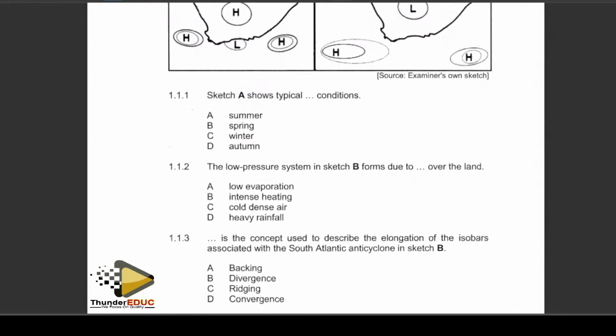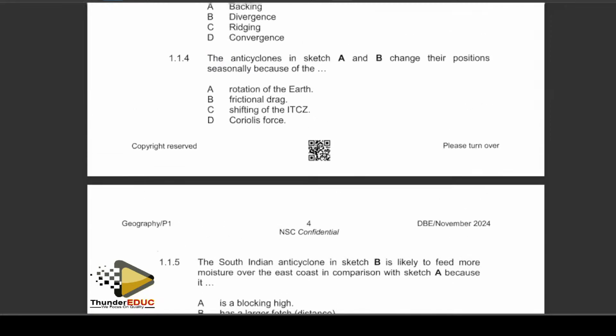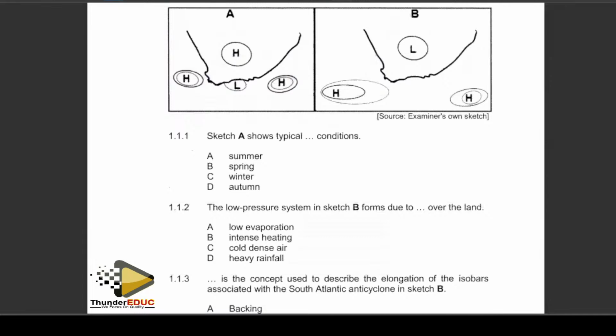Sketch A shows typical dash conditions. We've talked about that. Sketch A, if we can check our sketch A, is a sketch which is showing a high pressure cell over the interior, a low pressure cell on the coast, which is a coastal low. And also, before I forget, the coastal low, you must also know its characteristic. It's a typical low pressure cell that exists along the coast, which moves from the western coast going to the eastern coast and dissipates around Mozambique there. That is the movement of the coastal low pressure cell. Right, they move from west going to the east along the coast.